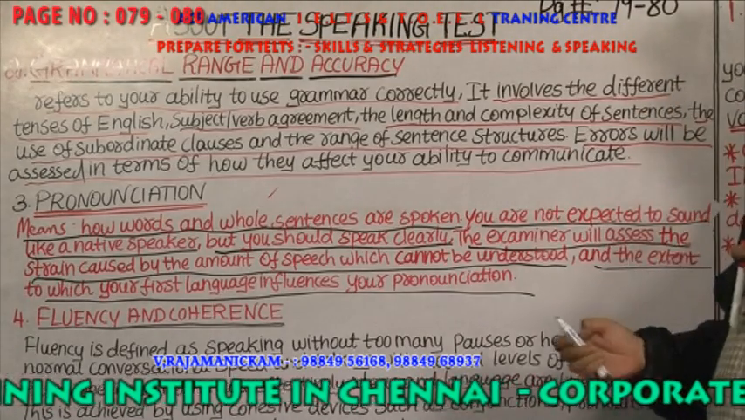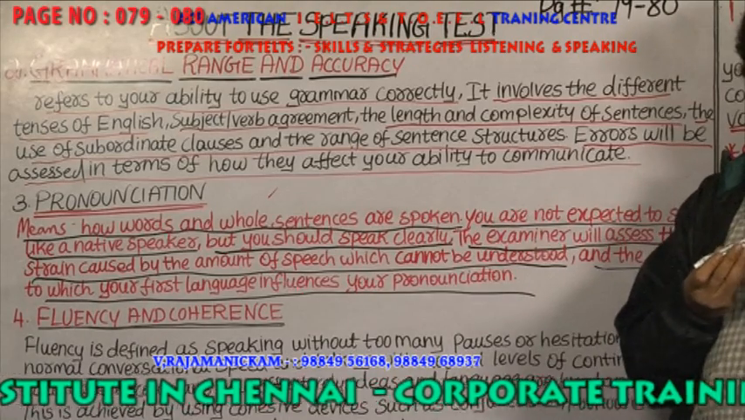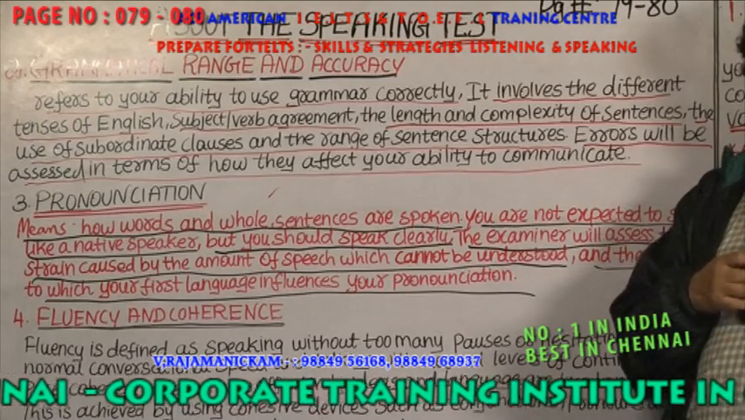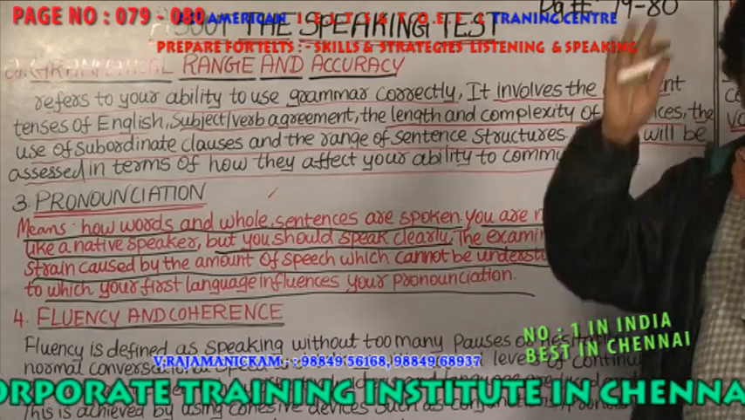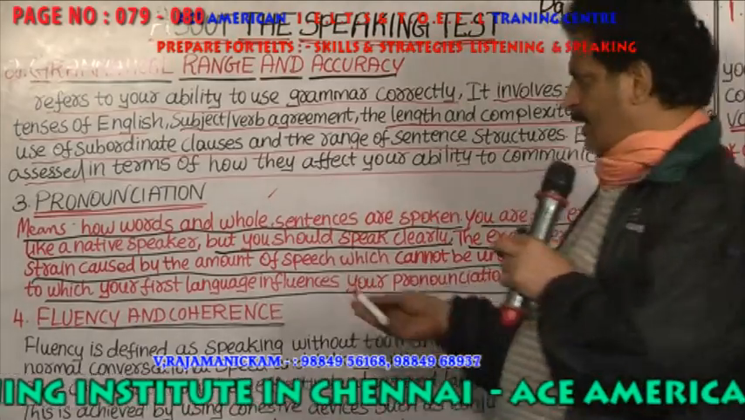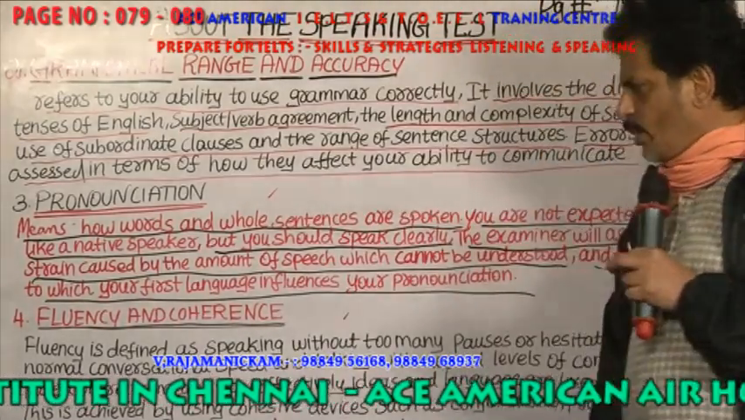Now coming here, fluency and coherence. So first is the word, second is the grammar, third is the pronunciation, the fourth is the fluency and coherence. How orderly you speak. Coherence, fluency, how fluent you are.